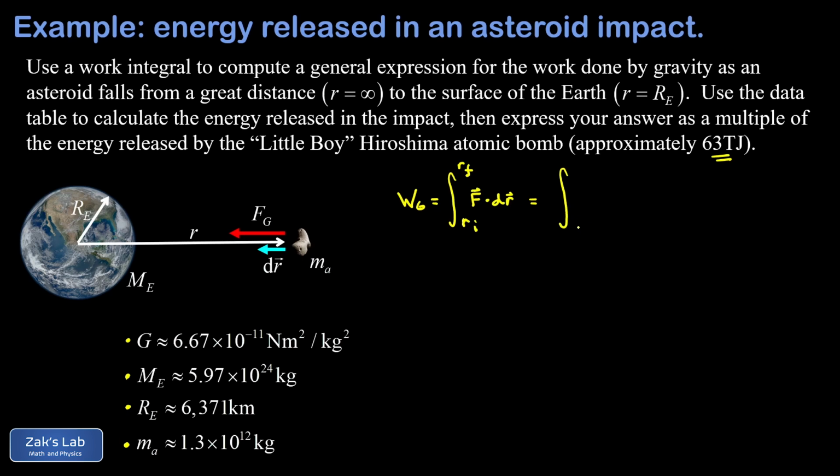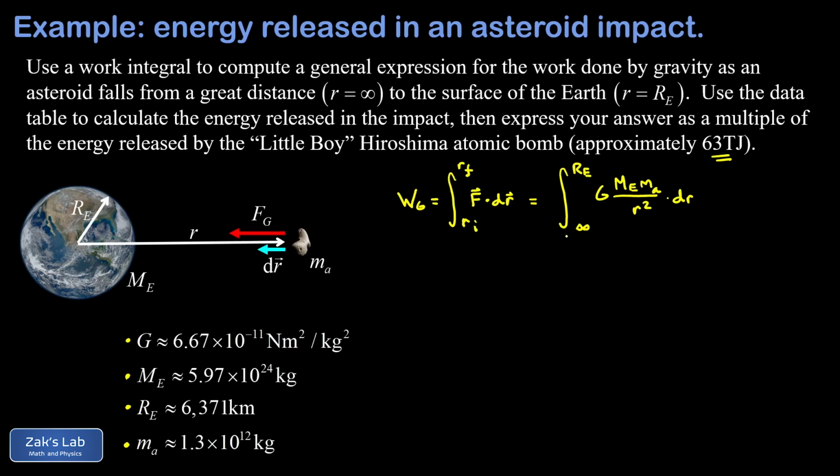In our initial value of r, we're saying that the asteroid was initially very far away, so we're going to put an infinity in there. And then our final value of r is the radius of the Earth. That's the distance from the center of the Earth when the asteroid impacts the surface. Now, when the separation distance is just some arbitrary value, little r, the force of gravity is given by Newton's law of gravitation as G times the product of the two masses here. So we have the mass of the Earth and the mass of the asteroid divided by the separation distance between them squared, so little r squared. And then we have the magnitude of our little dr vector, which is just dr as a scalar.